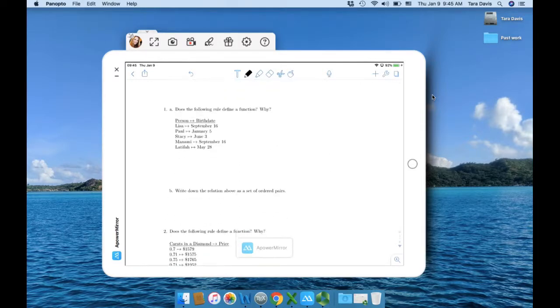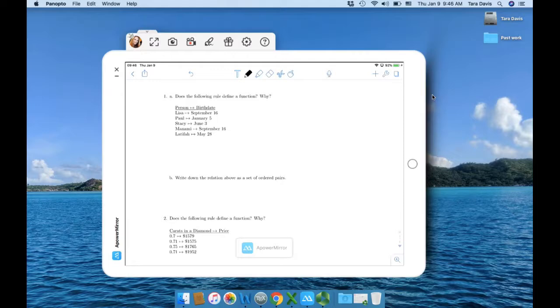So here's the first example, 1a, a pretty intuitive example, not with numbers, but with birthdays. It's asking whether the following rule defines a function and why. This is a rule that takes a person, so the person would be x, and it's associating with each person their birthday. So you can think that the birthday is like y. The way the arrow is going is kind of a hint that the person is the input. Sometimes we call that the independent variable. And the birthday is the output. We call the output the dependent variable.